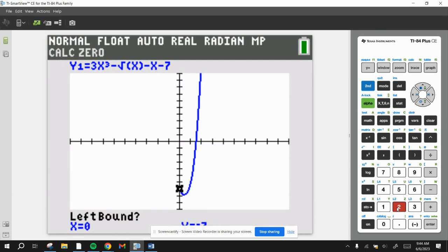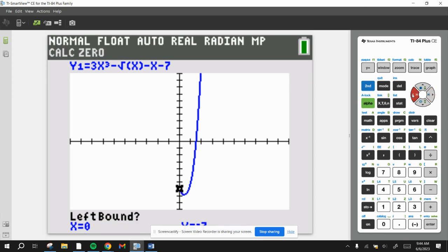And then here's the thing. You need to give it some boundaries. You want to be to the left of the 0 first. That's why it says left bound, and then to the right of the 0. And there are 2 ways to do this. If you can clearly see, well, I'll show you the cursor way.